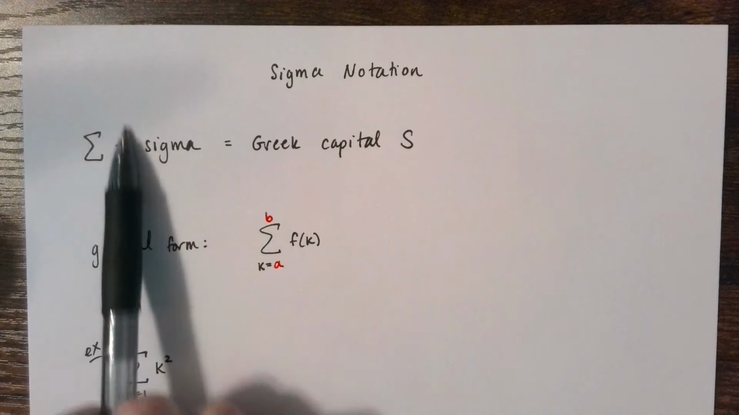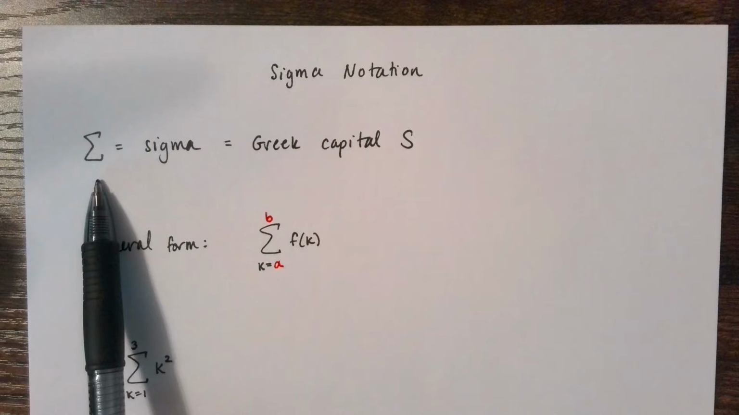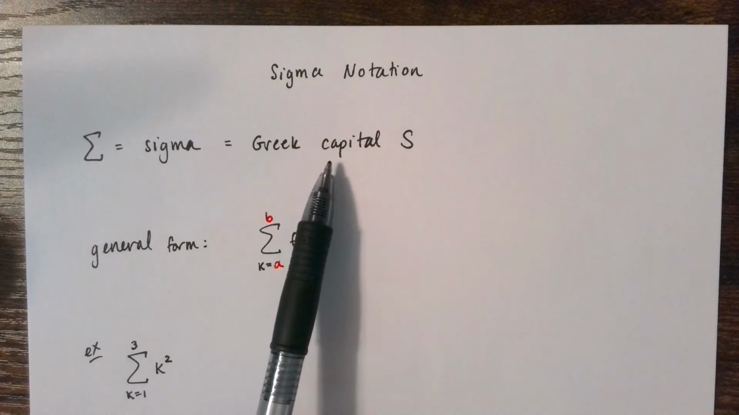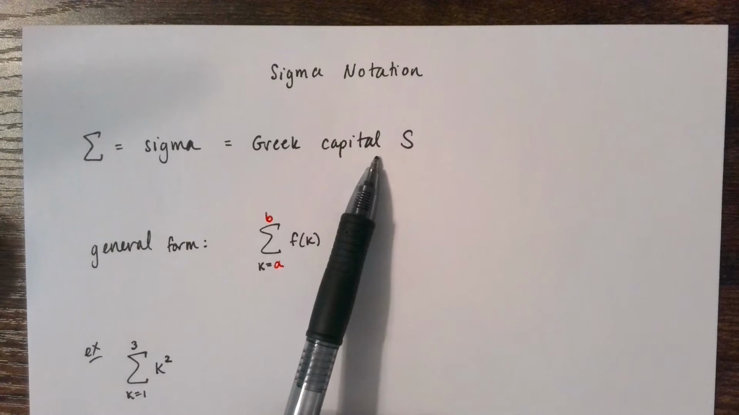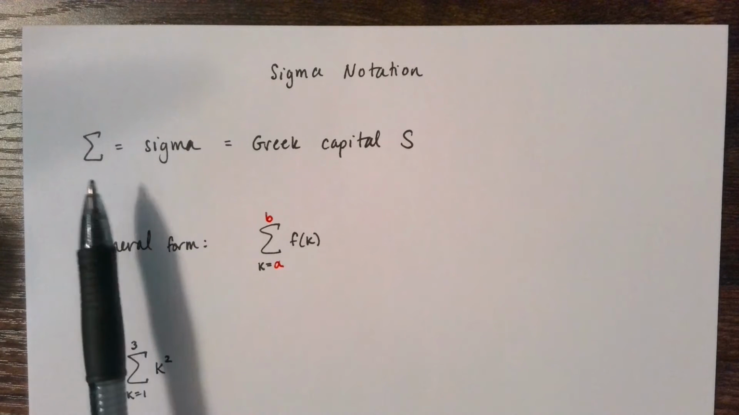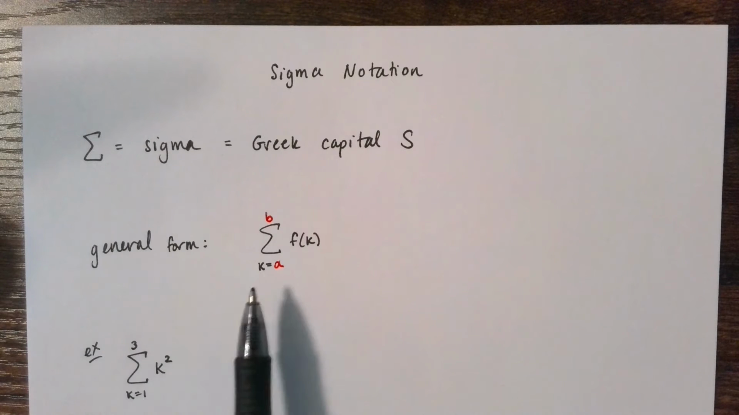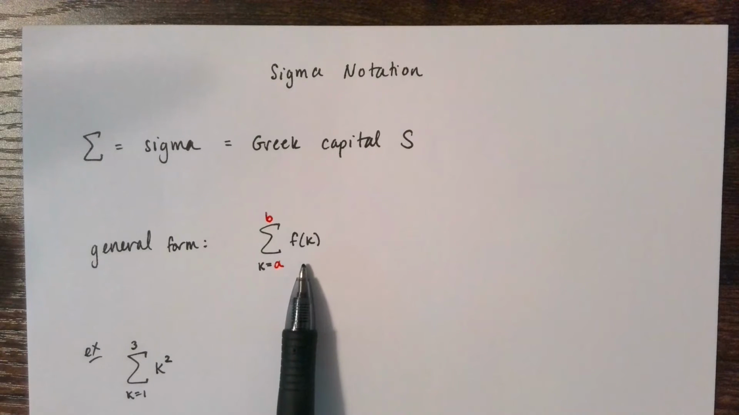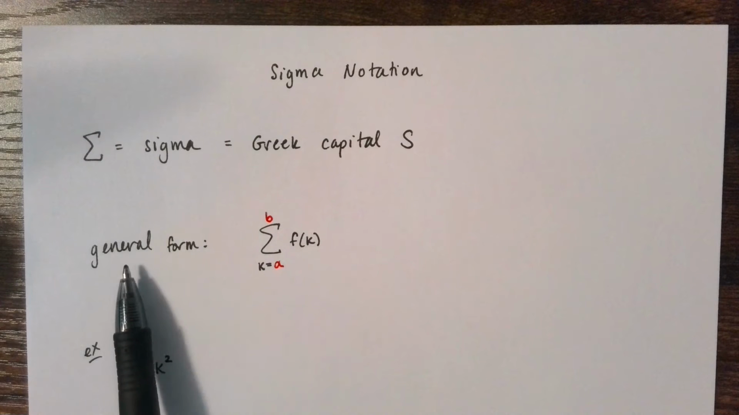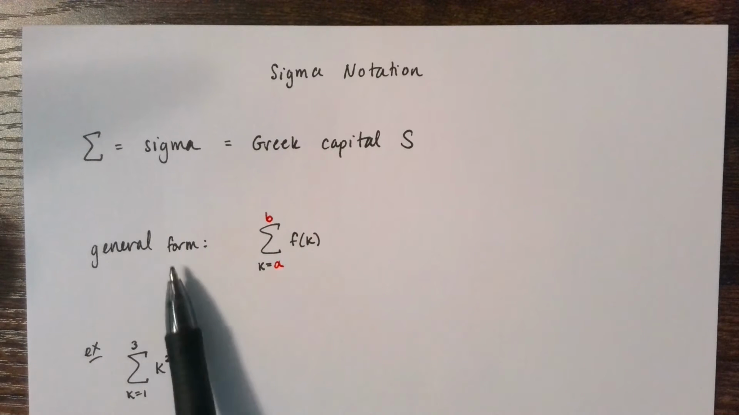This symbol right here is sigma. Sigma notation uses this Greek letter, and we use it because it's the Greek letter S, and we use S for sum. So we're using this symbol to represent the sum of a bunch of expressions, things that are being added together.